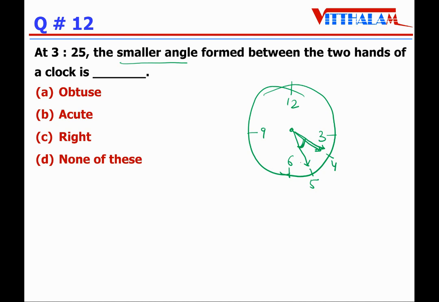So obviously it is less than 90. So it's acute. Correct? Less than 90.